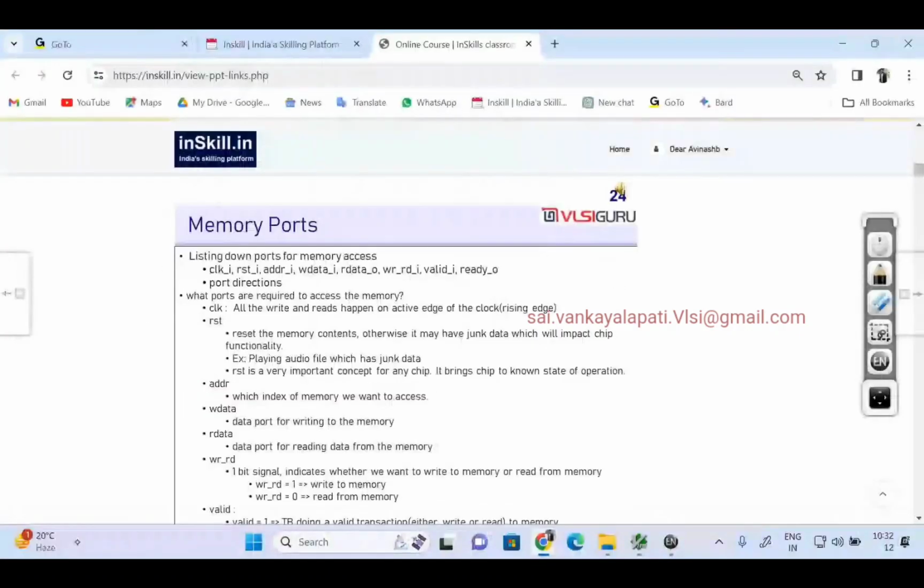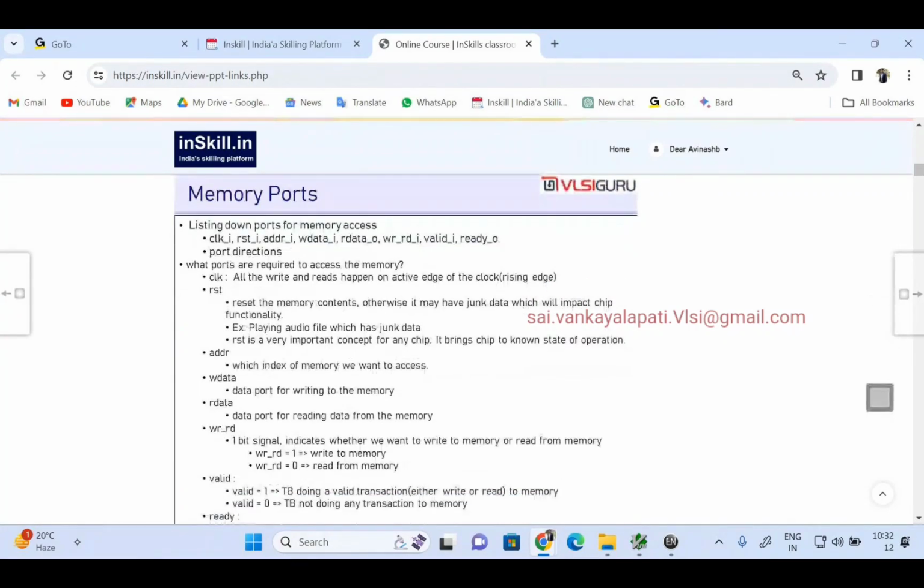Then WR and RD mean write enable and read enable: read the data, write the data. Is this input or output? Input. Valid is input, so I can write valid underscore I. Ready is output. So these are the port list of the memory. Then you can declare the directions.